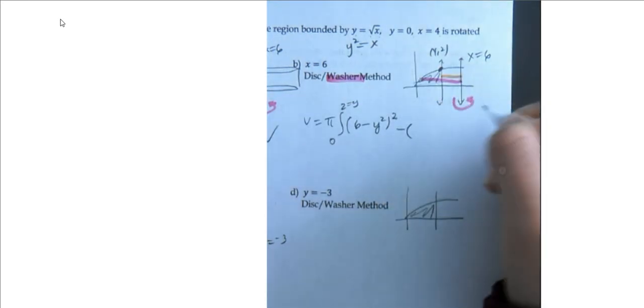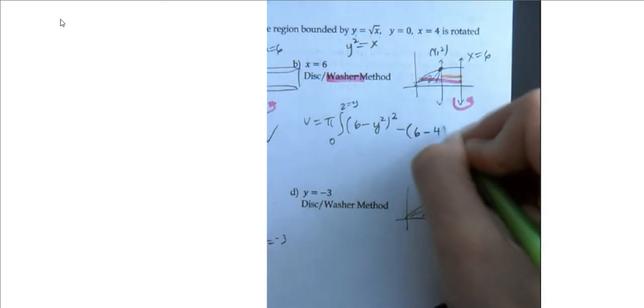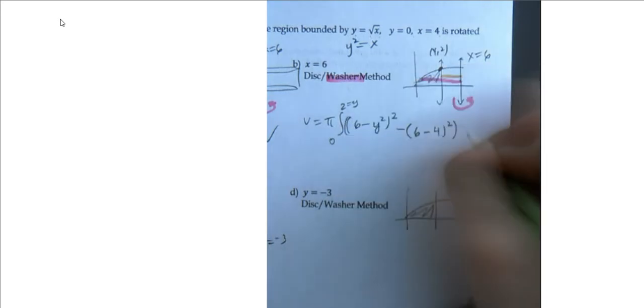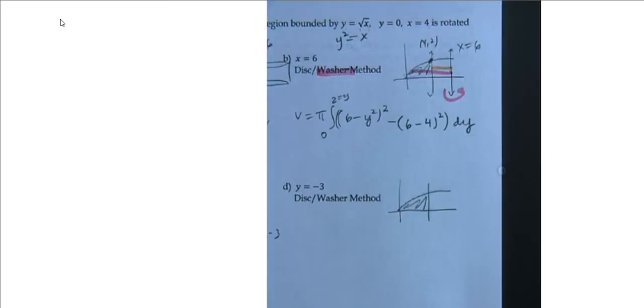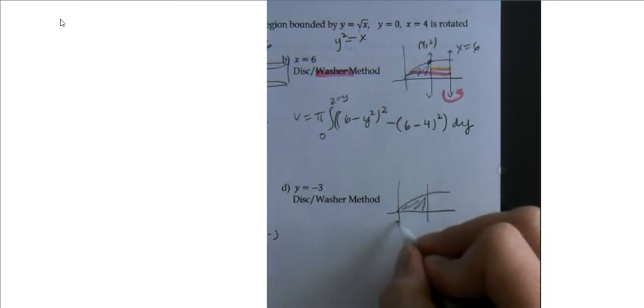Now take out little r. The right of the orange is x equals 6. The left of the orange is x equals 4. They're squared independently with a dy at the end. Same thing, you would expand. Okay, going on, 3 left.